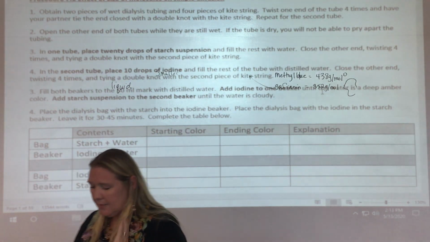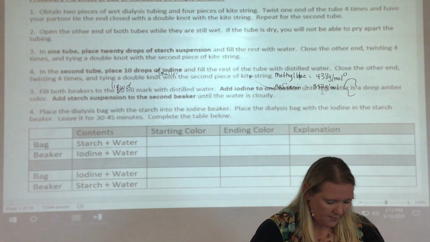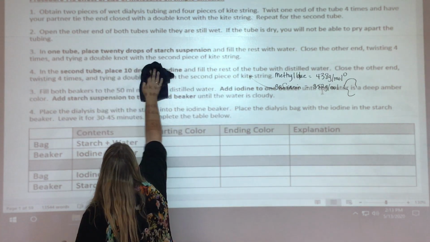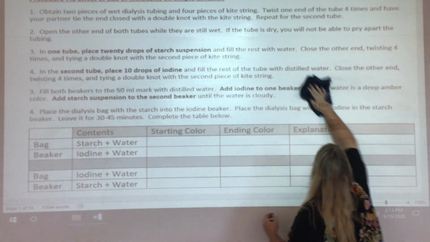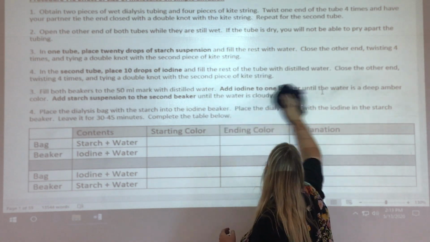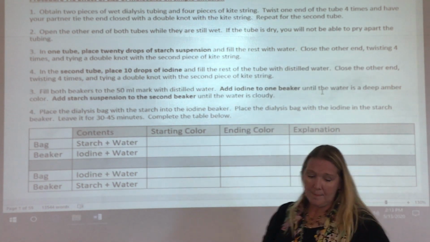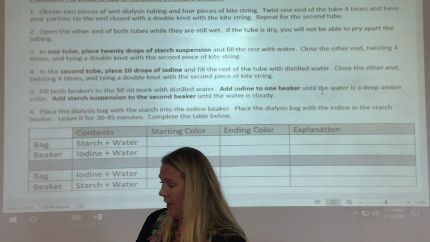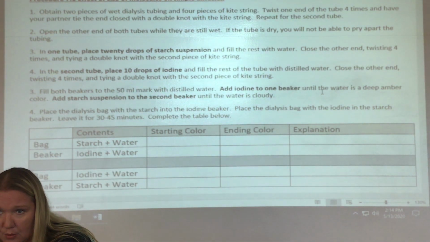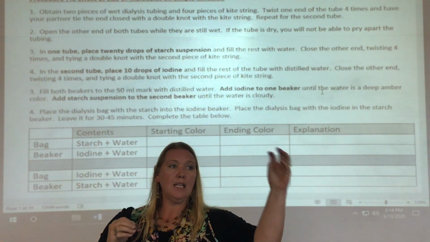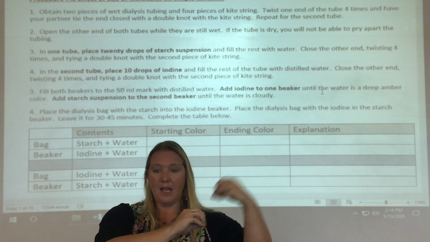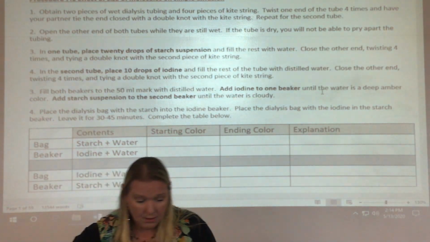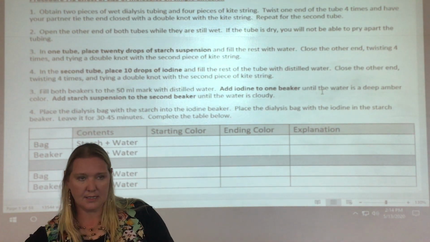All right, so in this one we're going to be looking at starch and iodine. Okay? So starch is a macromolecule. It's a polymer. It's many units of glucose bonded together, so it's a very large macromolecule. And then we're going to be looking at iodine, which is an element. Okay? It's a large element, but it's still an element.